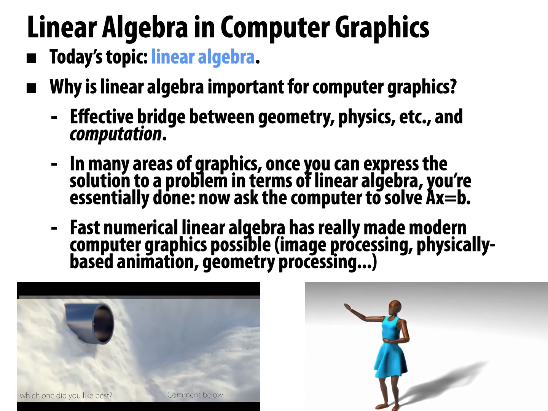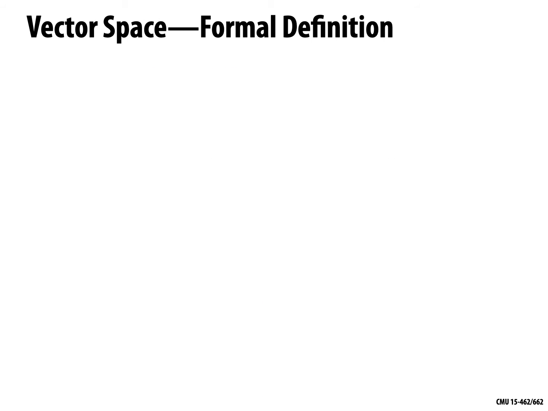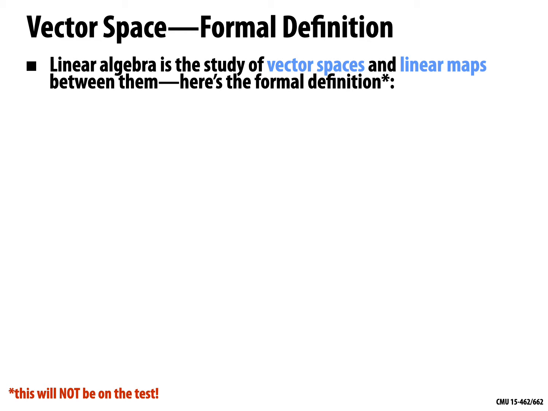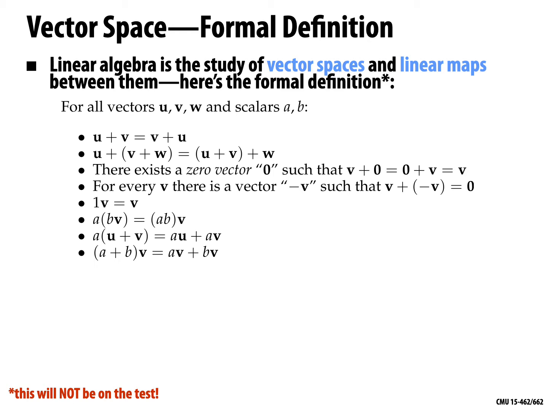So let's go back and remember, what is linear algebra all about? To be a bit formal about it, we could say that linear algebra is the study of vector spaces and linear maps between vector spaces. Okay? So again, if we want to give a really formal technical definition, we could say that a vector space behaves this way. For all vectors u, v, w, and scalars a and b, we have certain properties like u plus v is equal to v plus u, and there exists a zero vector, and so on and so on.